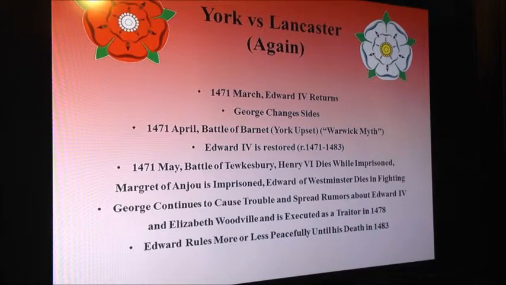George, although he's reconciled with his brother, will continue to cause trouble and spread rumors about Edward IV being a bastard son and not having the right to the throne, and Elizabeth Woodville being a witch, and in 1478 he is executed as a traitor. And then Edward rules more or less peacefully until 1483, like I said, until his natural death. Now, his death causes a problem.